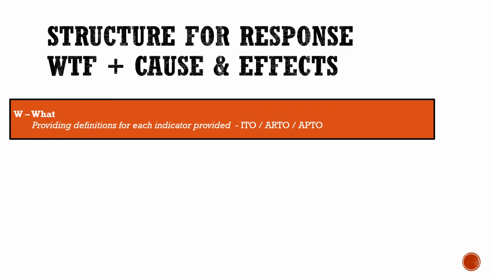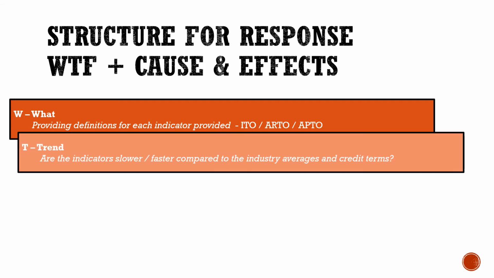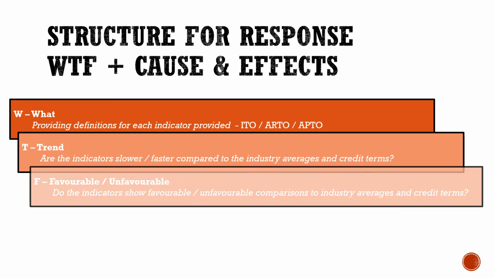We're now going to see how we can use the WTF plus cause and effect structure to write a response to this question. So first, we start with the W, which is to address the what of the question. And we do this by providing definitions for each indicator provided, which includes the ITO, ARTO, and APTO. We then address the T, which is the trend. We ask, are the indicators slower or faster compared to the industry averages and credit terms?